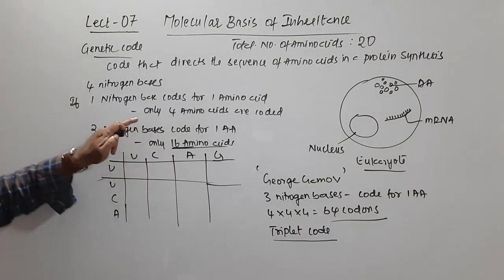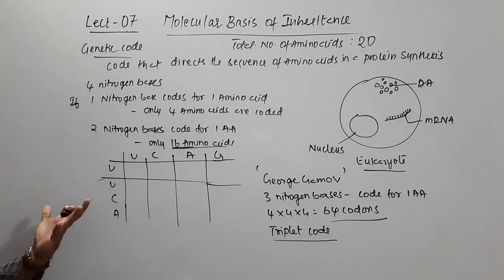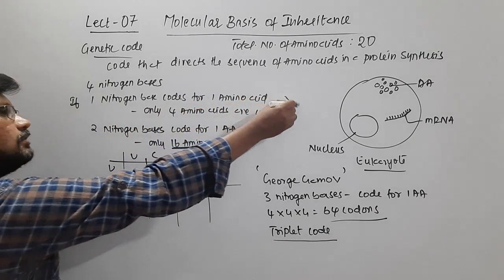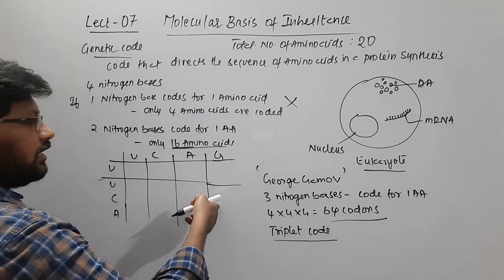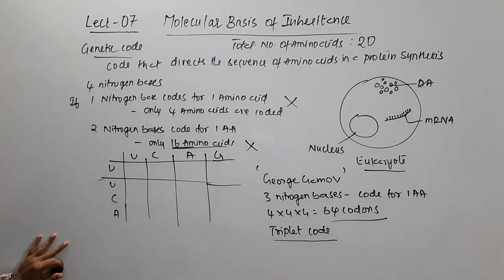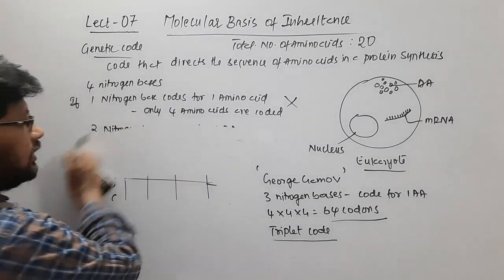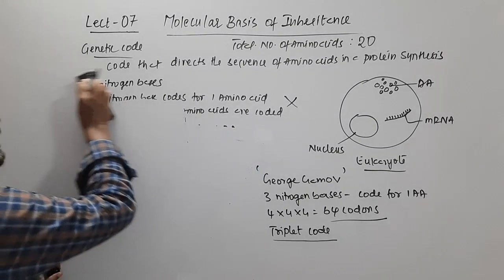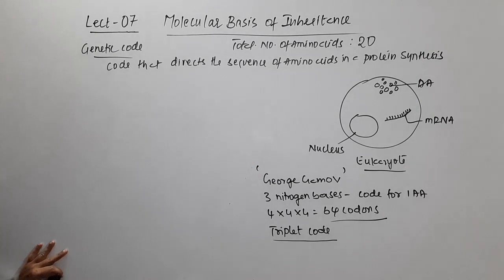So in the beginning, it's a singlet, and that is not correct. In case of a doublet code, this is also not correct. So we are not going to study about this. We will be seeing only about the triplet code, and of course later it was proved that 3 nitrogen bases will be coding for a particular amino acid.